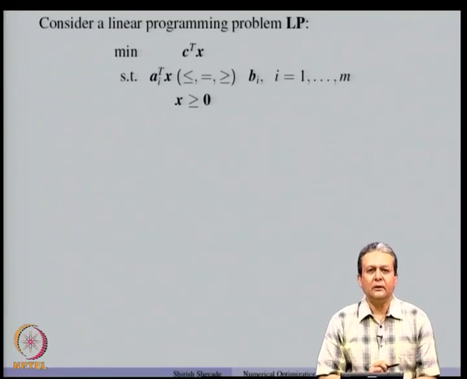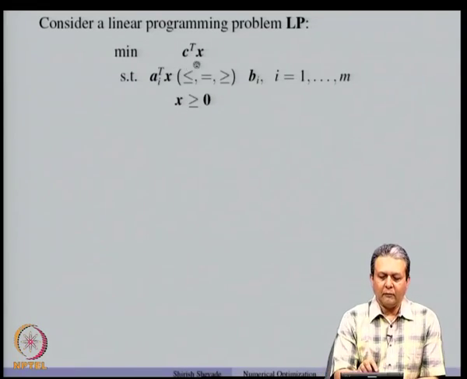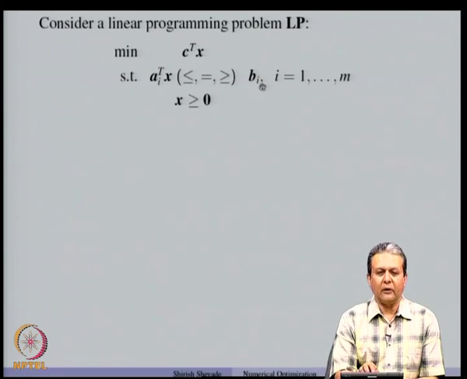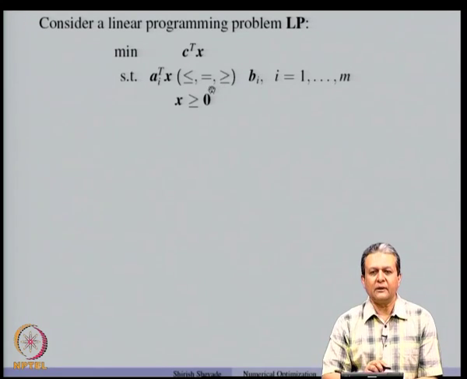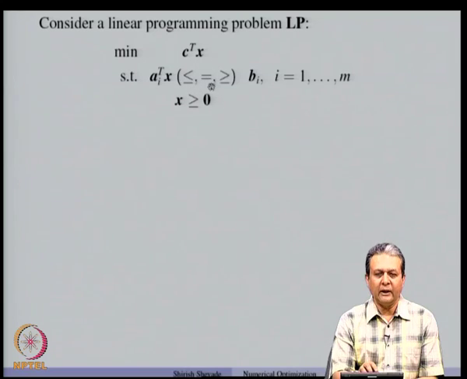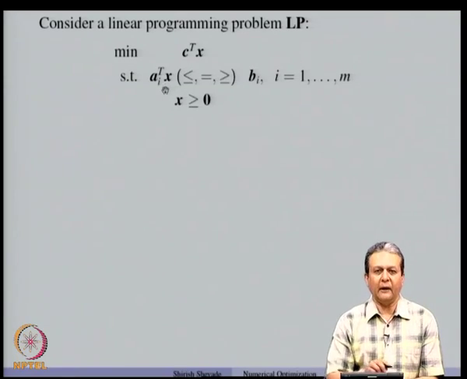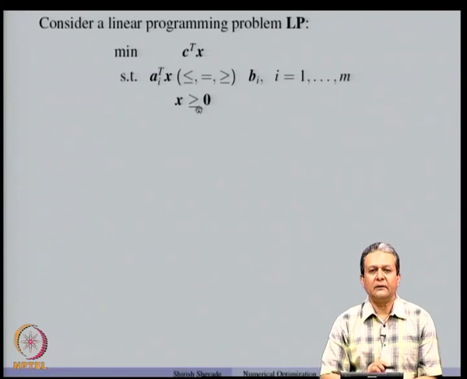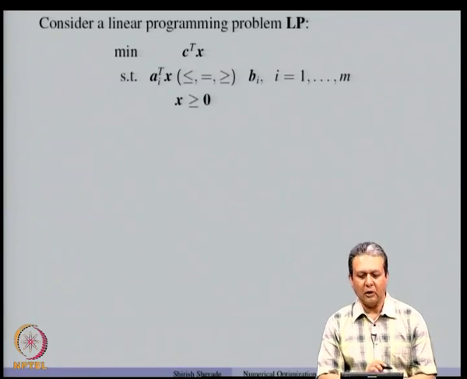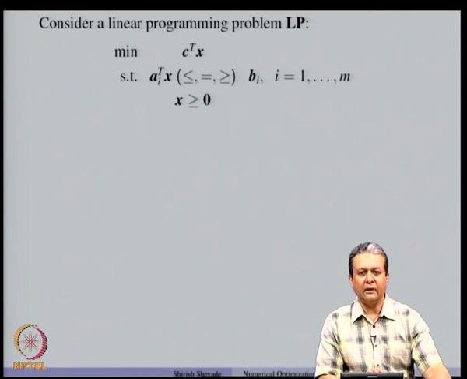So, let us consider a linear programming problem where we minimize C transpose x subject to ai transpose x being either less than or equal to bi, or equal to bi, or greater than or equal to bi. So, we have all types of constraints in our constraint set: the less than or equal to type, the equality type, or the greater than or equal to type. But whatever is the case, the constraints are always linear in x, and assume that there are non-negativity constraints on x.